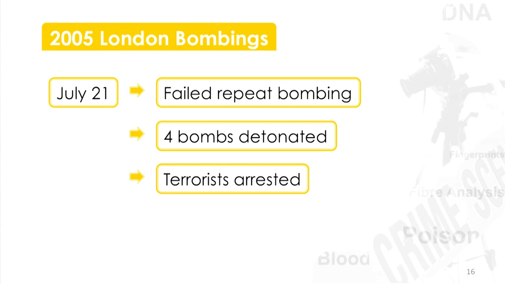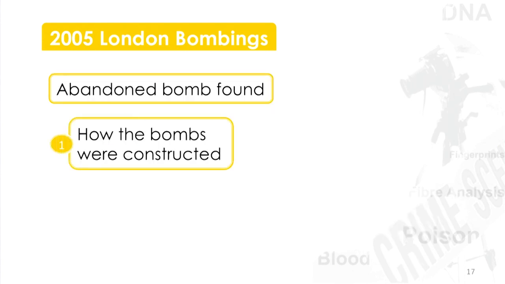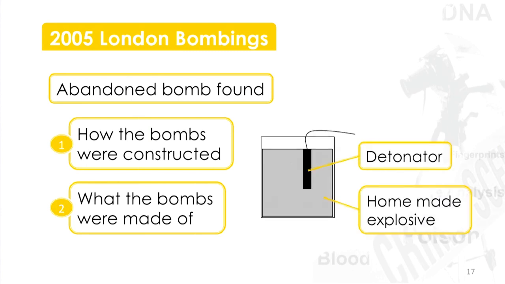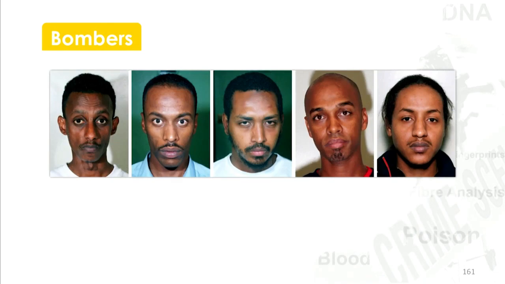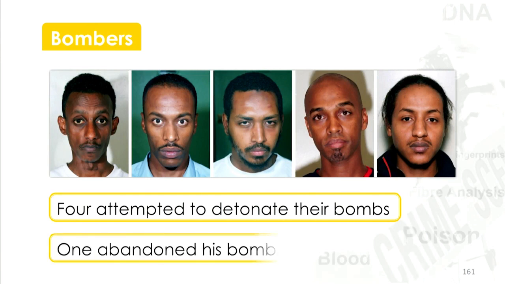Now, a couple of days later, a 5th bomb was discovered, and this bomb had been abandoned in West London. And it's from this 5th bomb that the forensic scientists were able to know exactly how these bombs had been constructed and what they were made of. And as you can see from the very simple diagram there, they included a detonator embedded in a quantity of homemade explosive. Now the 5 bombers are shown here, 4 of them who had actually attempted to detonate their bombs, and 1 who had abandoned his bomb.